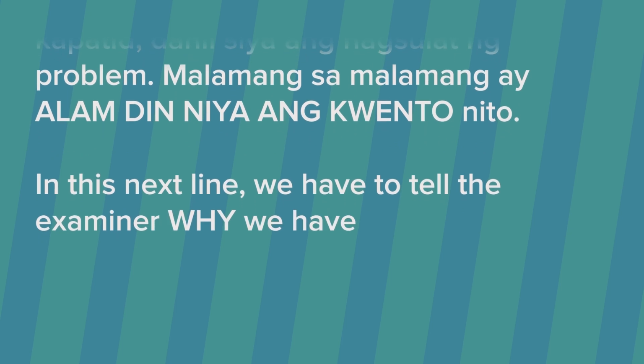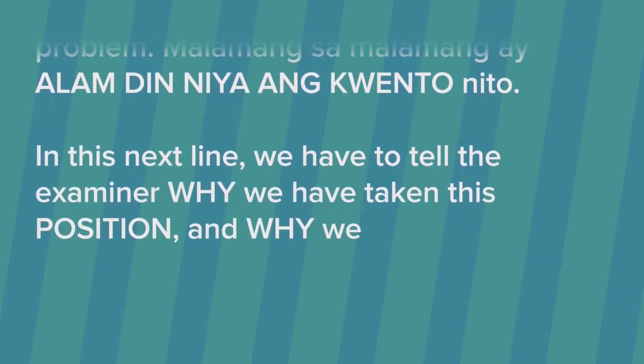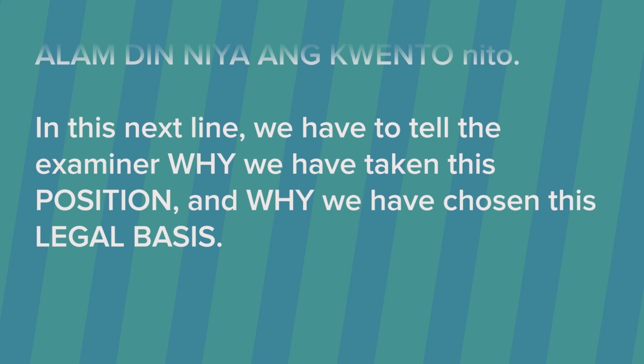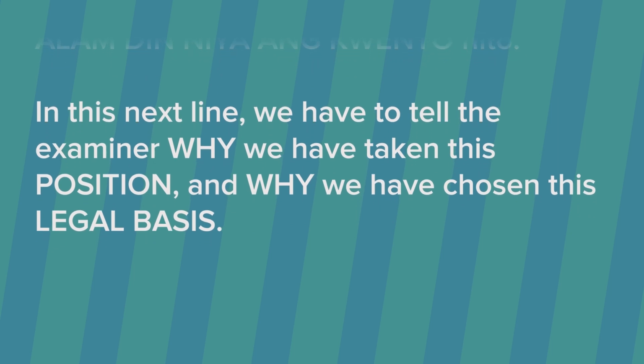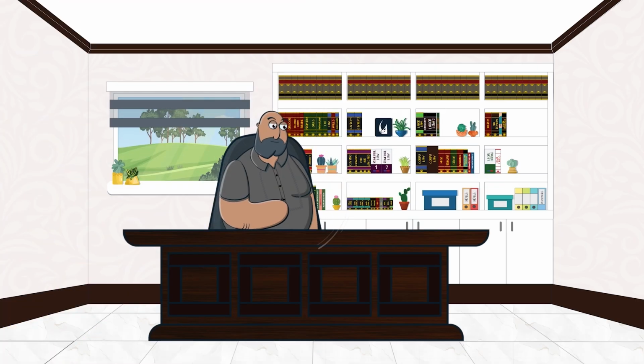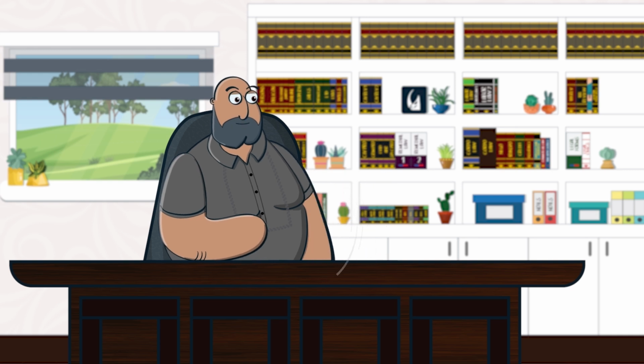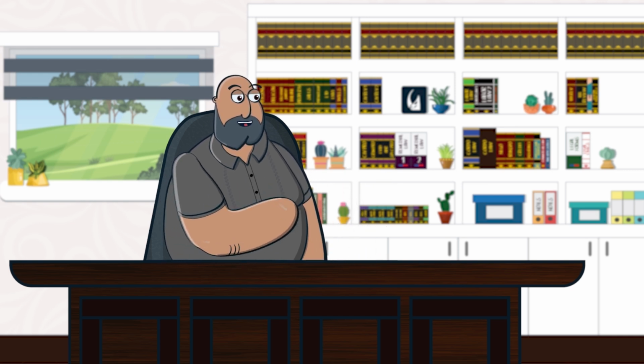In this next line, we have to tell the examiner why we have taken this position and why we have chosen this legal basis. We have to give back to the examiner what he or she needs. It's our chance to say, "Ha, I see what you did there." We do this by arguing why we are correct. In effect, we need to sell to the examiner why we are correct.